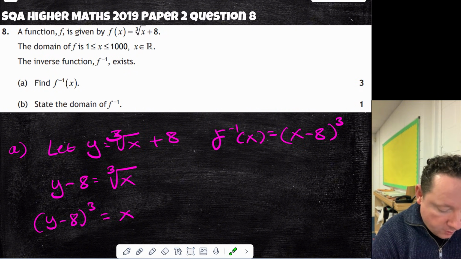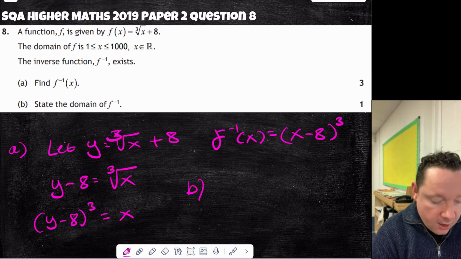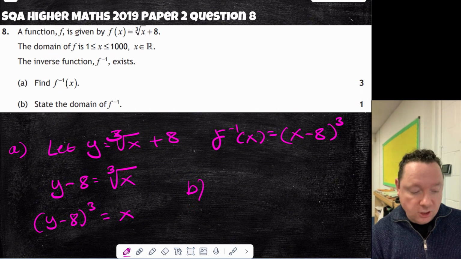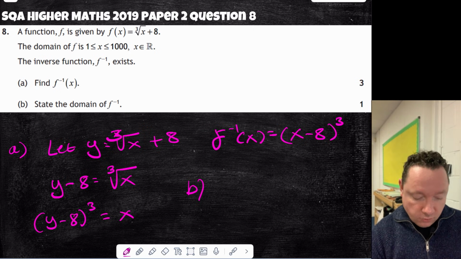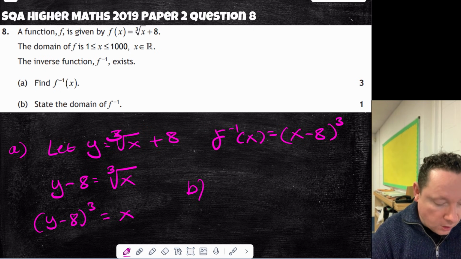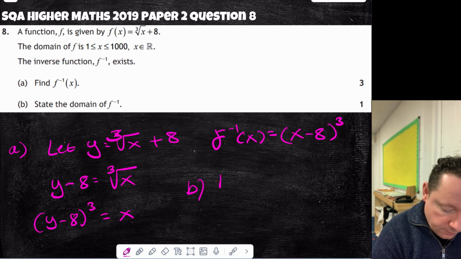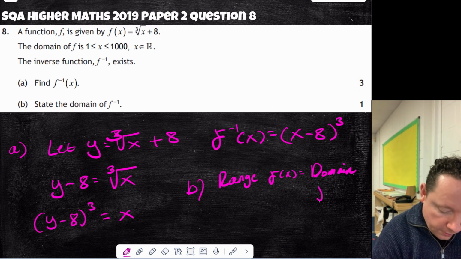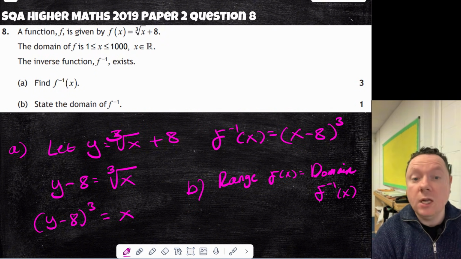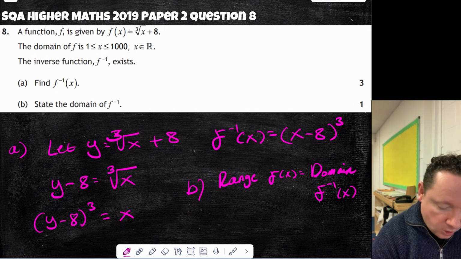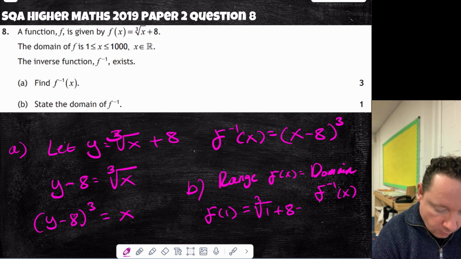Part B, state the domain of the inverse function. The domain of the inverse function is the same as the range of the original function, okay? So let's check the range of f of x. So I'll just write it down. Range of f of x equals domain of the inverse function. In becomes out and out becomes in. So what's the range? Well, the range of f of x is just putting in f of 1. Well, that's the cube root of 1 plus 8, which equals 9.